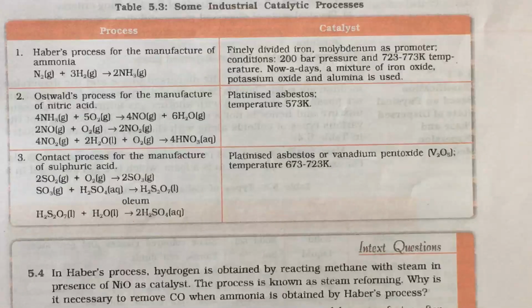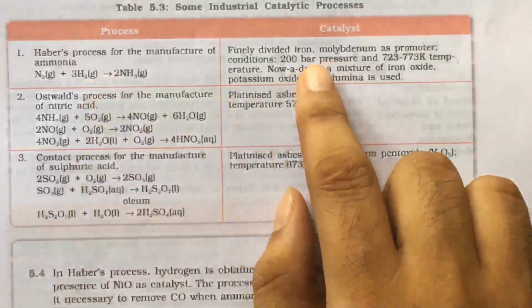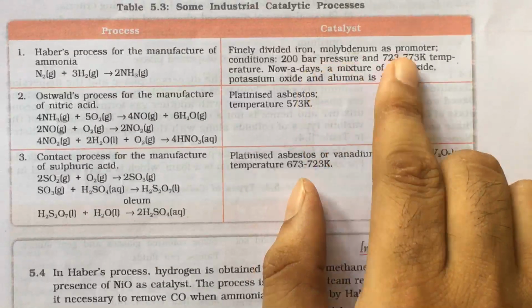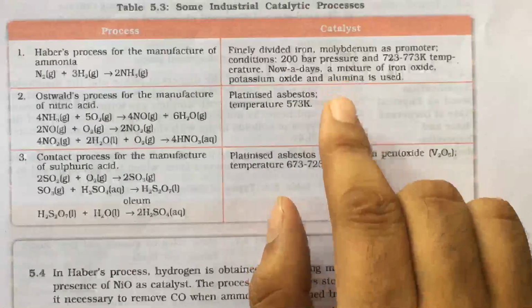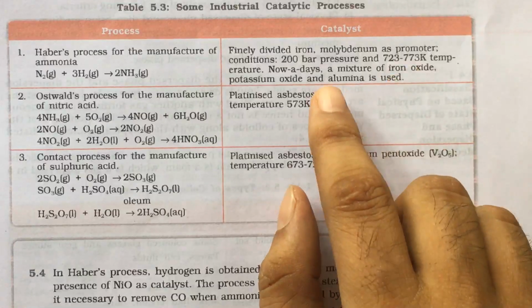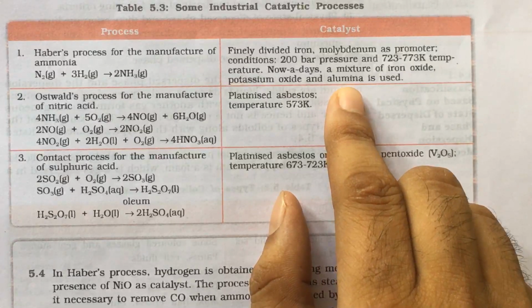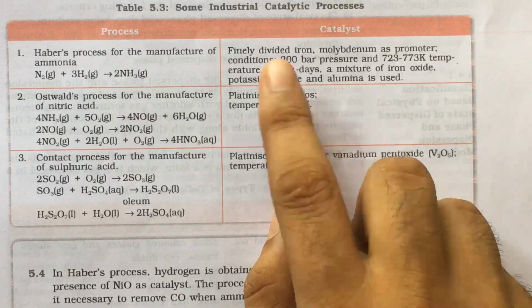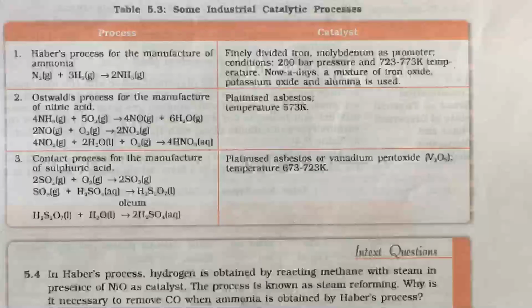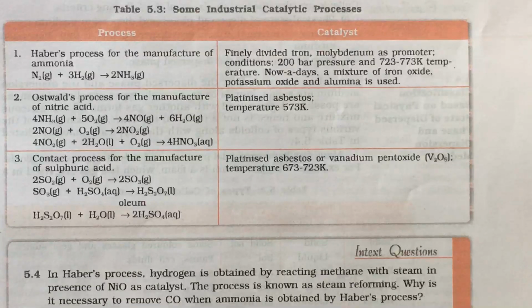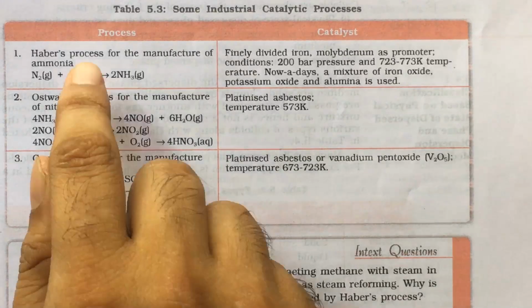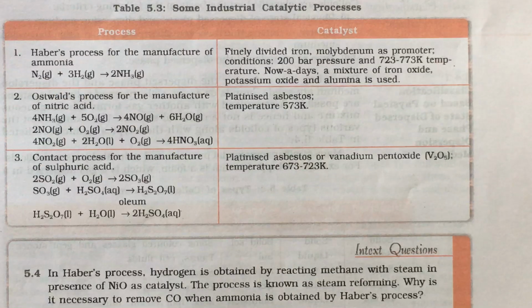The first one is Haber's process, that is, the manufacture of ammonia: finely divided iron, with molybdenum as a promoter. The conditions are 200 bar pressure and 723 to 773 Kelvin temperature. Nowadays, a mixture of iron oxide, potassium oxide and alumina is used. So I told you earlier also, this is the old method, finely divided iron along with molybdenum as a promoter. Nowadays, iron oxide along with potassium oxide as well as aluminum oxide is being used. You are going to study this in P block, group number 15, once again.